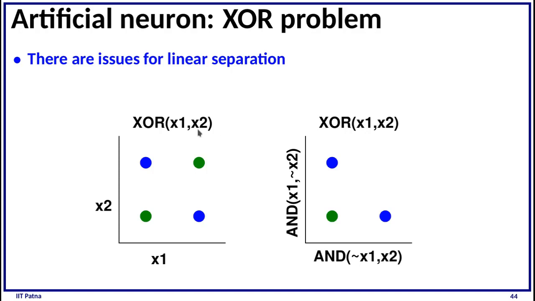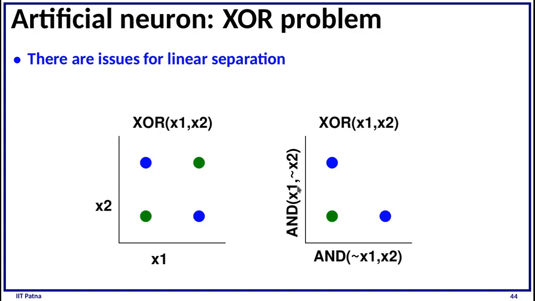So the stuff that we have talked about till now is that there are issues with linear separation, because we cannot have a single line for this XOR gate. But still I can solve this problem using a single neuron, if I can represent my input data in a different manner.